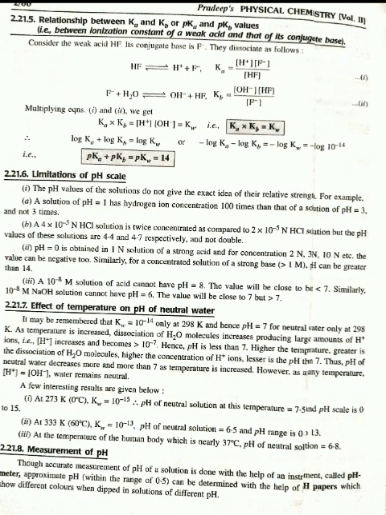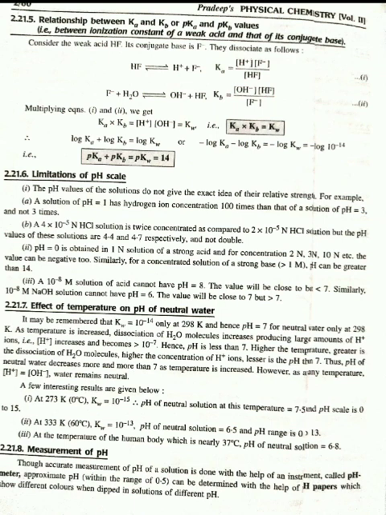Next, heading 2.21.5, relationship between Ka, Kb or pKa, pKb values. Consider the weak acid HF. Its conjugate base is F-. They dissociate as follows. HF gives H+ plus F-. Ka = [H+][F-]/[HF]. F- plus H2O gives OH- plus HF. Kb = [OH-][HF]/[F-].